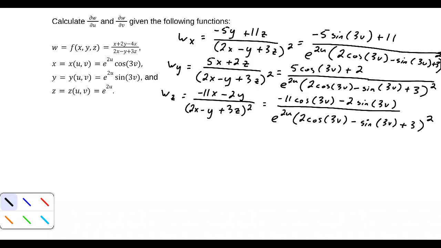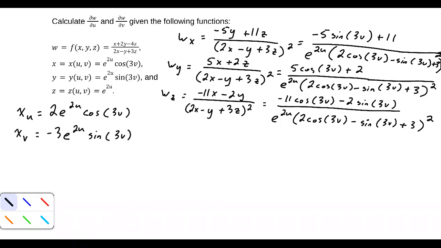Next, we want to find the partials of x with respect to u and v, y with respect to u and v, and z with respect to u and v. So we can apply our chain rule. So xu is equal to 2e^(2u) cos(3v). All right, and then x sub v is equal to -3e^(2u) sin(3v).